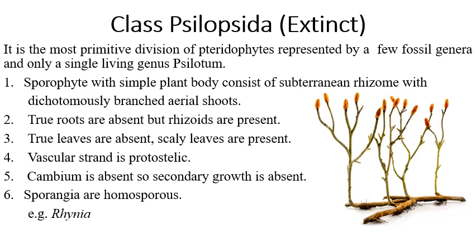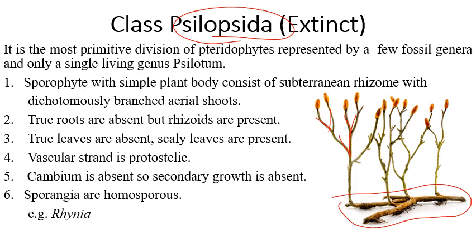Here we will understand the general characters of each class. So, class Psilophyta includes extinct species. Sporophyte with simple plant body consists of subterranean rhizome with dichotomously branched aerial shoot. Here you can see the subterranean rhizome, and bifurcated stems at every point. True roots are absent, but rhizoids are present.